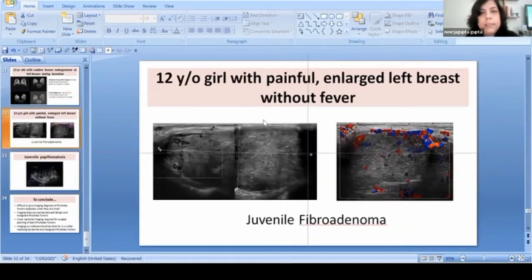This is a girl who was 12 years old with an enlarged left breast, and it was painful. There was no fever. So again, we made a diagnosis of phyllodes tumor looking at the small cystic areas, very thin cleft-like, but this turned out to be a juvenile fibroadenoma.